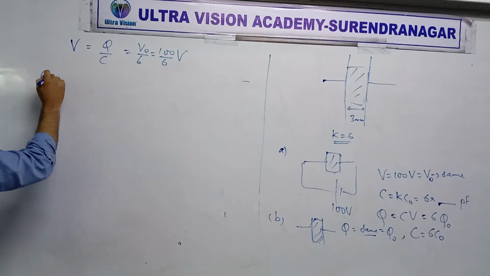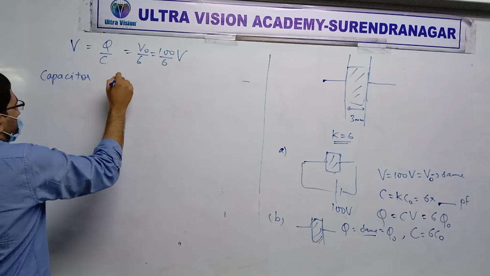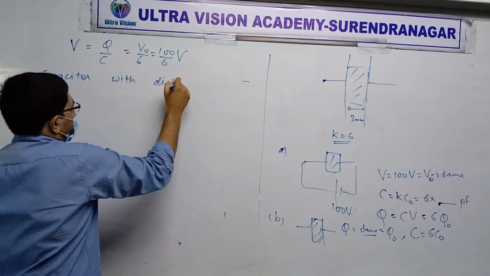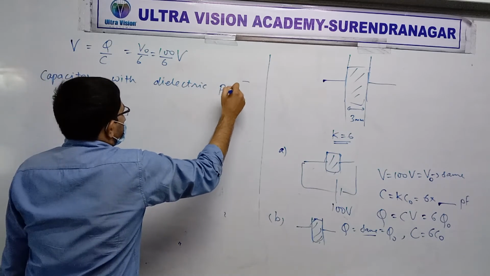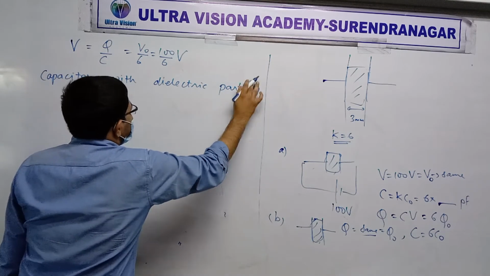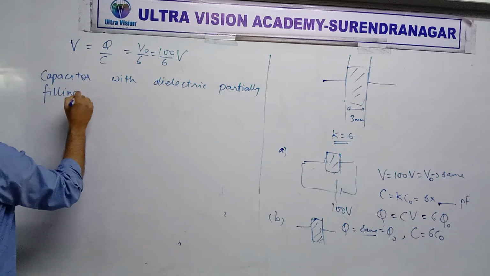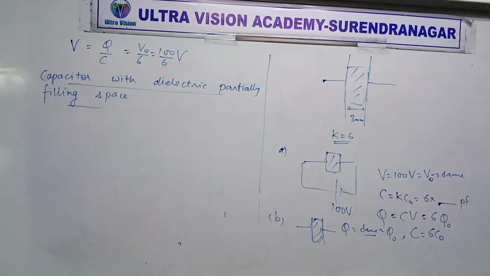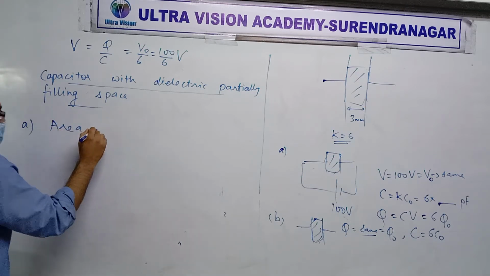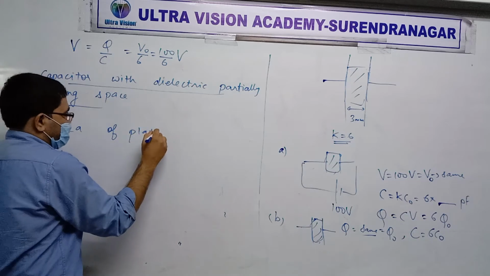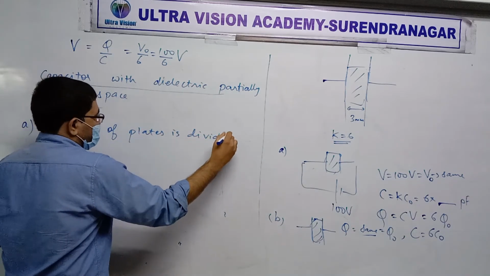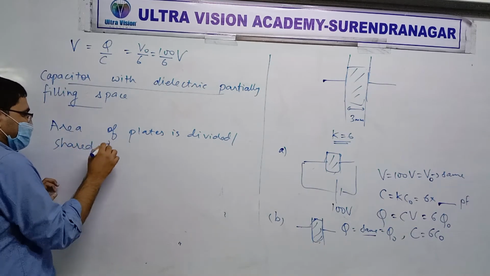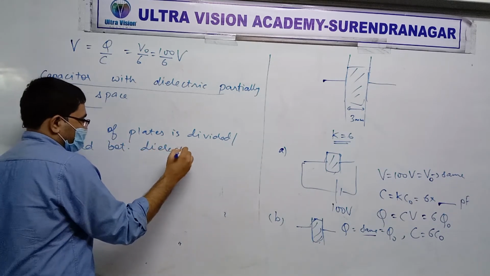So there are two parts. Capacitor with dielectric slab partially filling the space. Okay, so what to do if it is partially filling the space, not completely filling the space? Part A: area of plates is divided or shared between dielectrics.